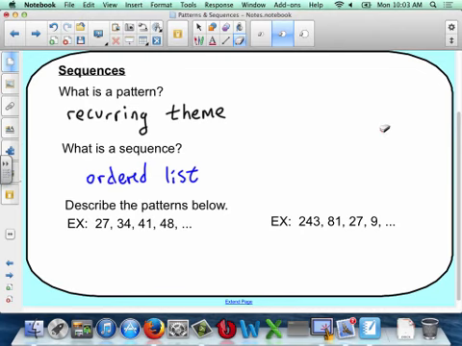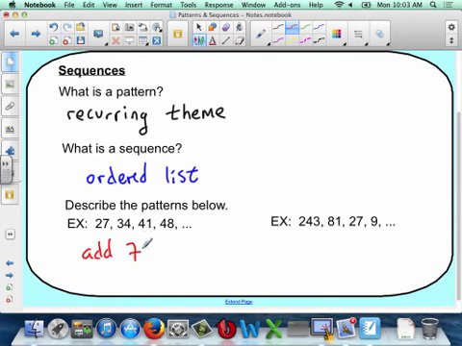All right, so now understanding what a sequence is and what a pattern is, I want you guys to look at the next two examples. I want you to describe to me what's happening in each of those patterns. Amber? Adding 7 to every term. Okay, Blaine? And the second one, you're dividing by 3. Is that hard? Challenge.